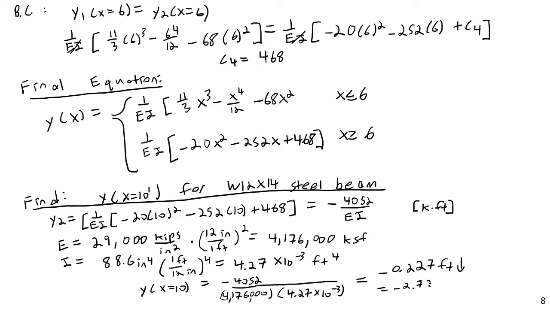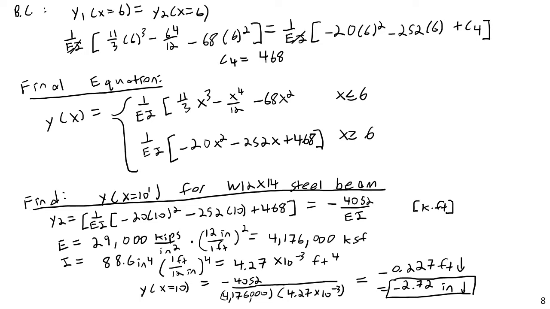And there's a slight error in my notes here. Negative 2.72 inches. Okay. And usually I like reporting deflections in inches. That's usually more convenient for most civil engineering applications. So I'll go ahead and box that and report that as my final answer.